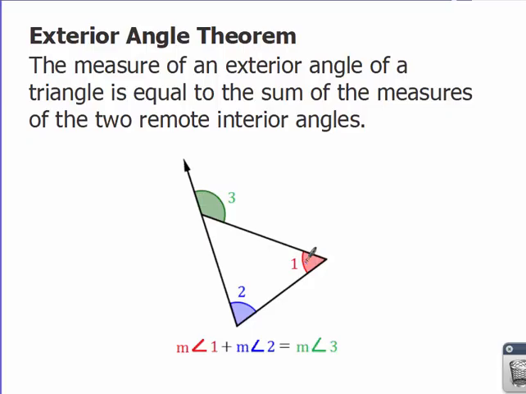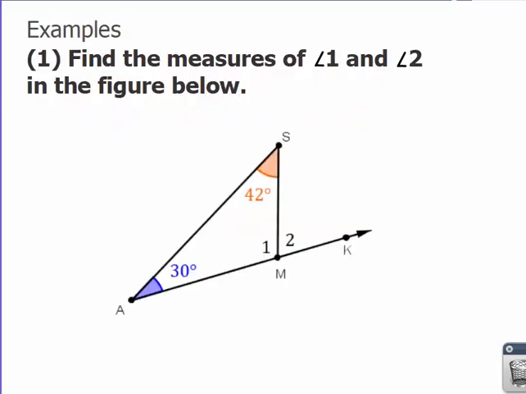So the exterior angle theorem says the measure of an exterior angle of a triangle is equal to the sum of the measures of the 2 remote interior angles. Okay, so if I take this angle, angle 2, and angle 1, add those together, I'm going to get the amount needed for that exterior angle. So let's see if we can put that into practice. So here is an example. It says find the measures of angle 1 and 2 in the figure below.